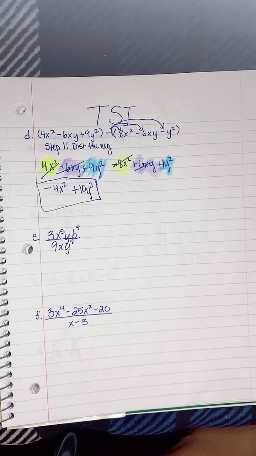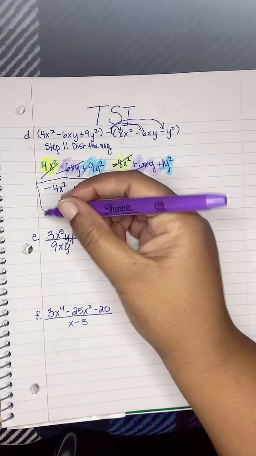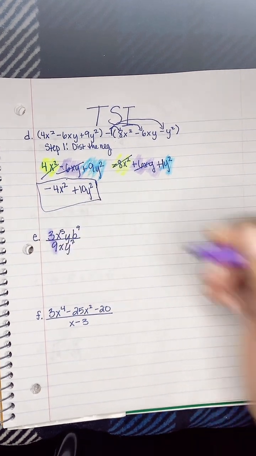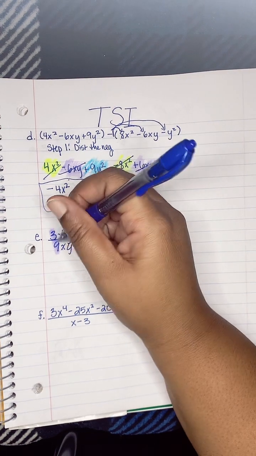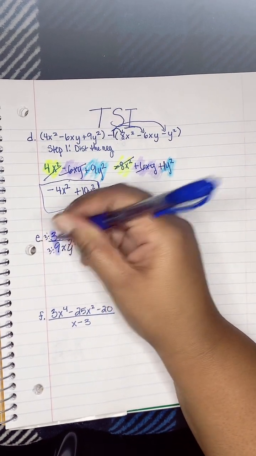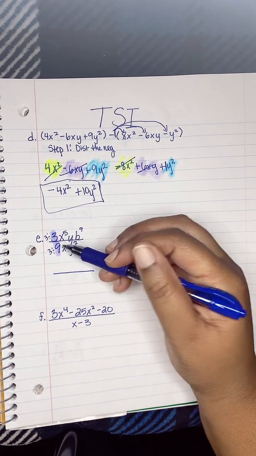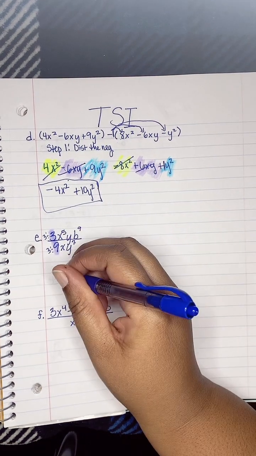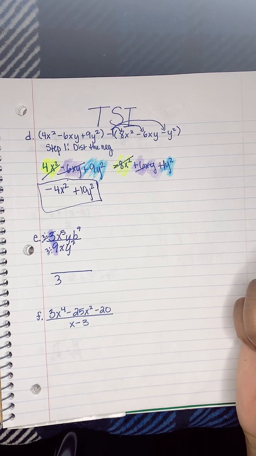All right, let's go to E. Okay, so I like to look at this like each piece, okay? So if I just look here at 3 divided by 9, I'm looking at what they have in common. They have a 3 in common. So I can divide out 3 out of both of these. So 3 divided by 3 is going to be 1. And then 9 divided by 3 gets me a 3. So this cancels and it goes to a 3 on the bottom.